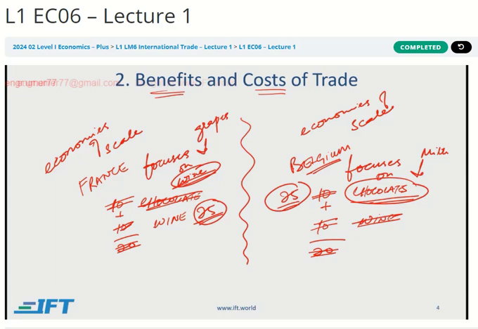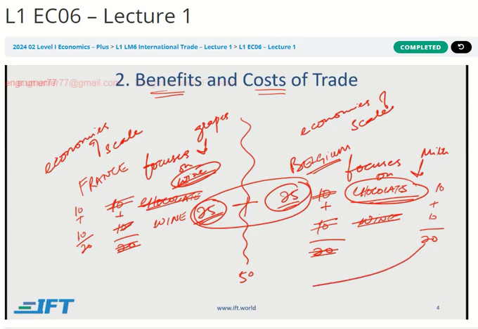So if these two countries focus on their respective expertise, then what happens is that overall the amount of production goes up. So before, what was the production level? France was producing 10 plus 10, which was 20, right? Belgium was producing 10 plus 10, which was also 20, and 20 plus 20 was 40, right? But now they are both making 25 each, and in total they are making 50.